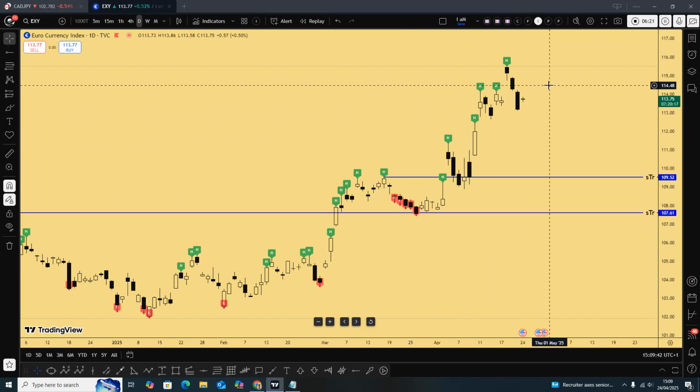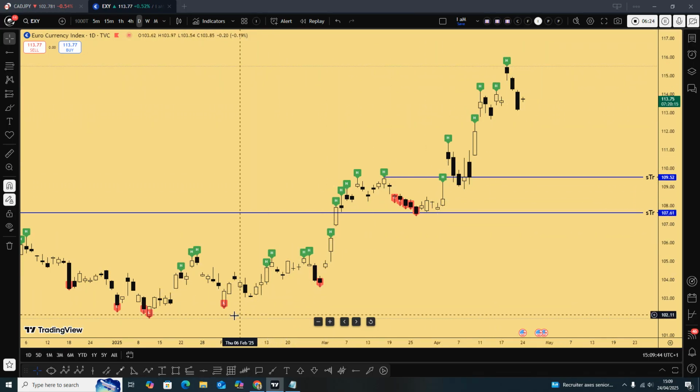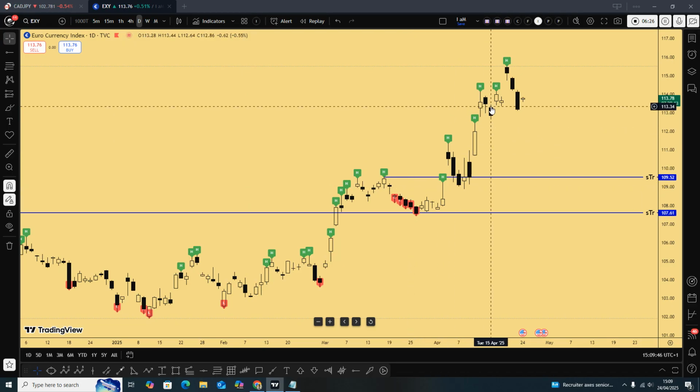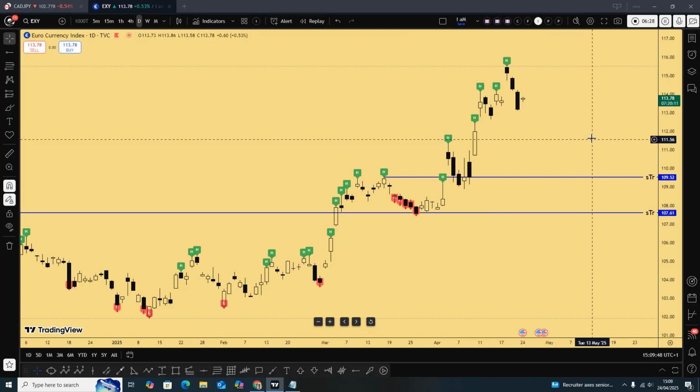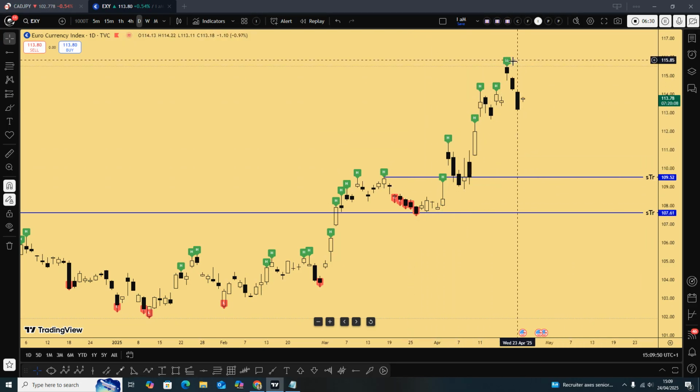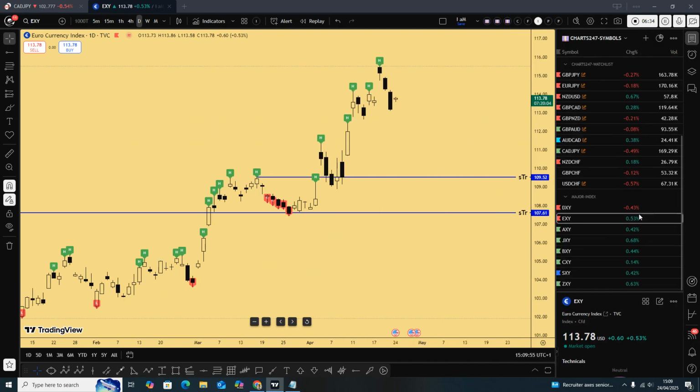Using this one is a good gauge because you're looking at the euro on its own and you're looking at the dollar on its own. So we get it: euro is positive, dollar is negative. That's basically what we want to derive from there.